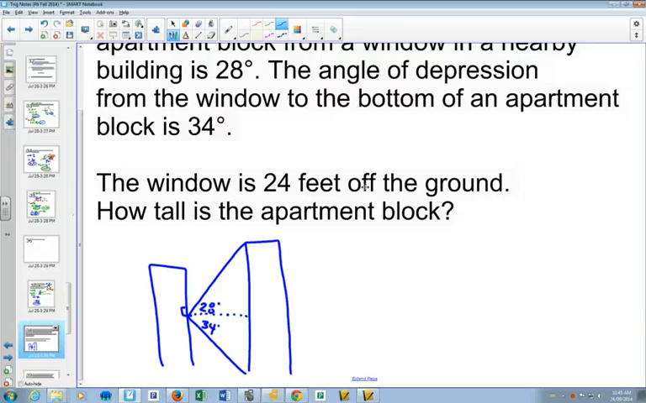So you've got your window, you look to the angle of elevation from the horizontal line to the next building was 28, the angle of depression to the bottom of the building was 34, and it tells you that the window is 24 feet off the ground. So this length up to this window where you're measuring was 24.